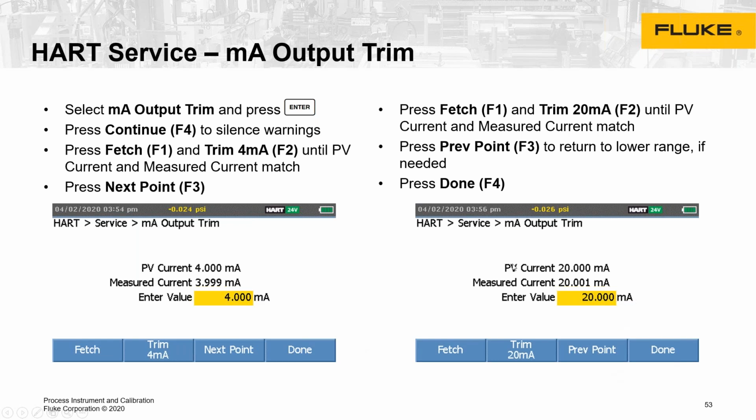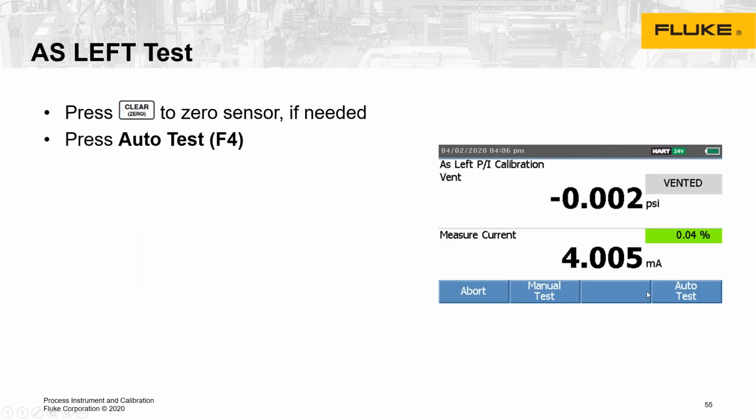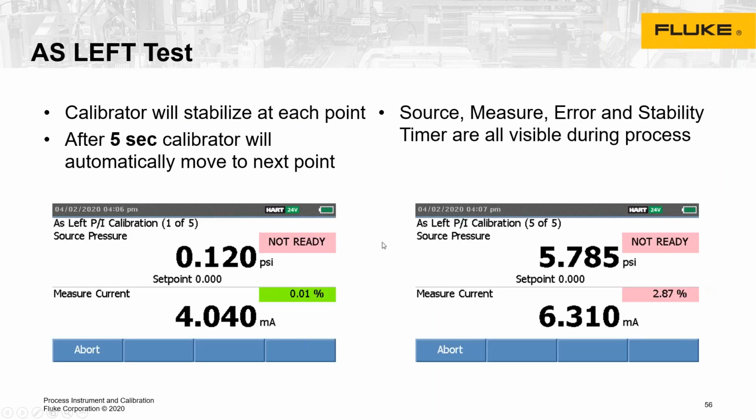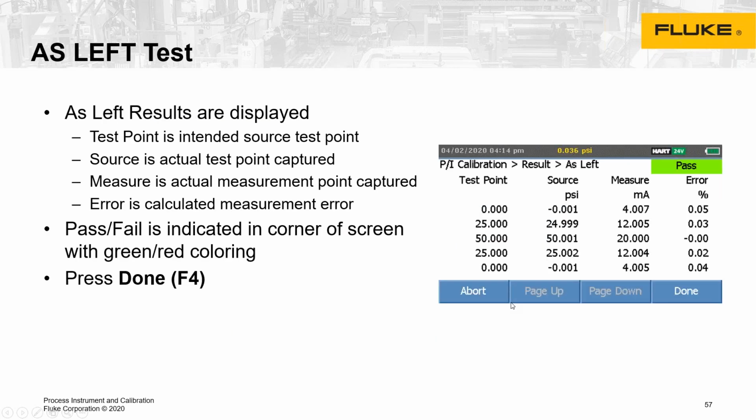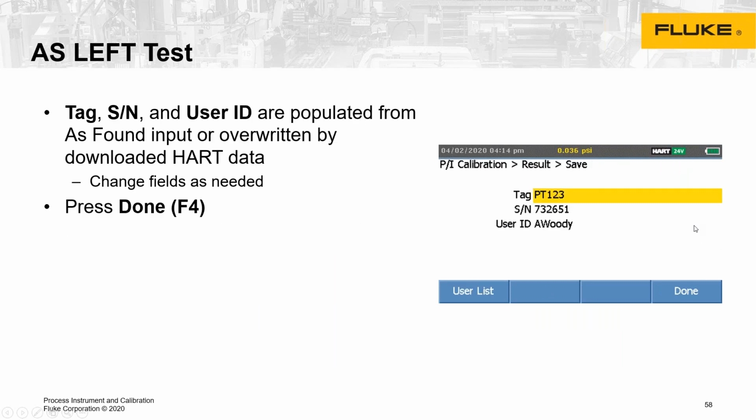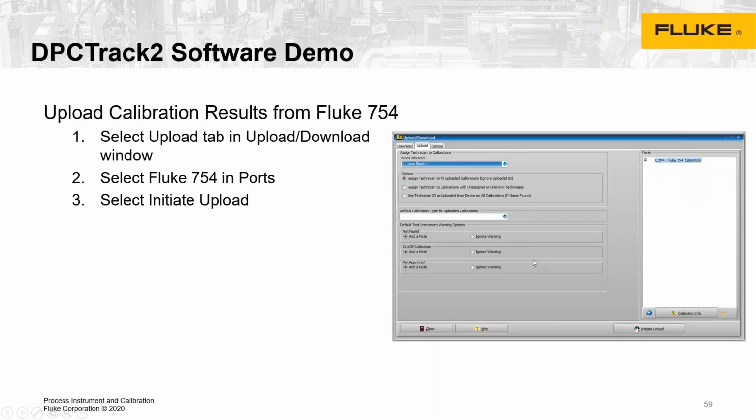The one advantage of the 729 is we can actually pivot back and forth between the 4 and the 20 if we have any doubt that the low side might have moved when we moved the high side. Once we hit the as left button, we go back and we run another auto test. It will run back through the same procedure again. We'll get the results again, and these are even a little bit tighter than they were before. We save the tag, serial number, and user ID.